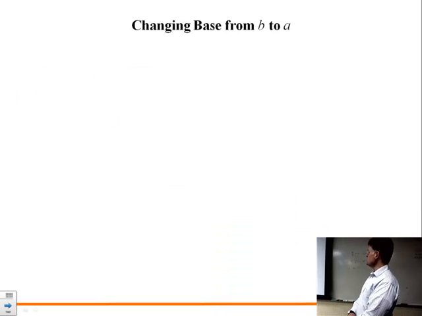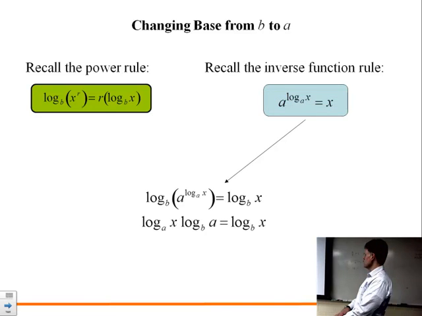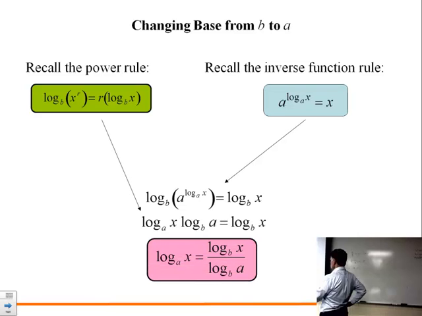And you get about 11.7. Okay. Well, you can do that thing in general to get a change of base formula. And to use the power rule, use the inverse rule, and I'm not going to explain this because I'm short on time. But here is the change of base rule.